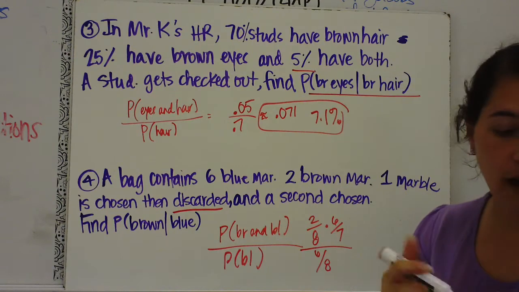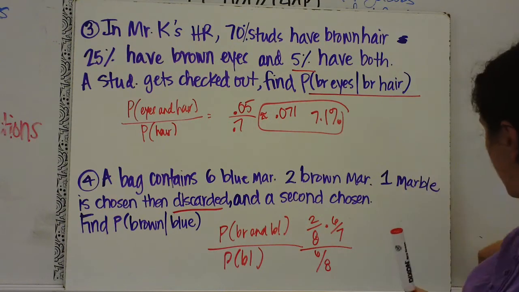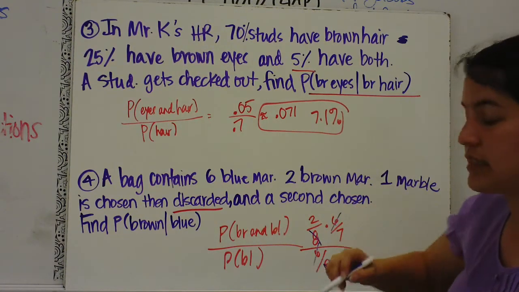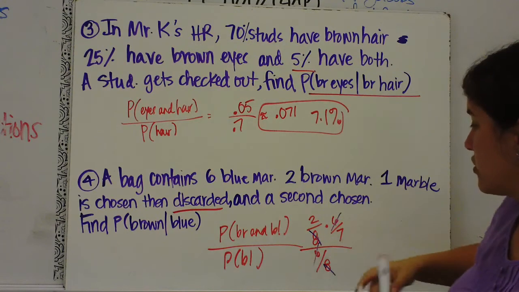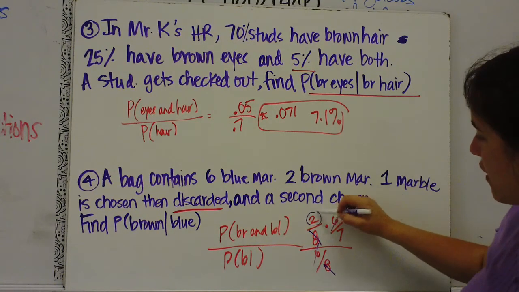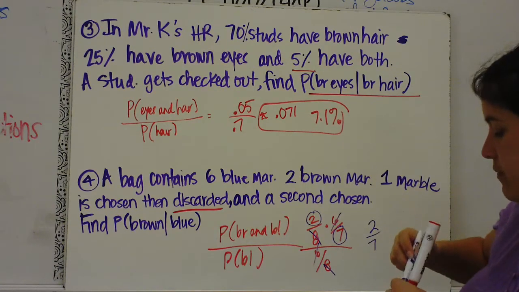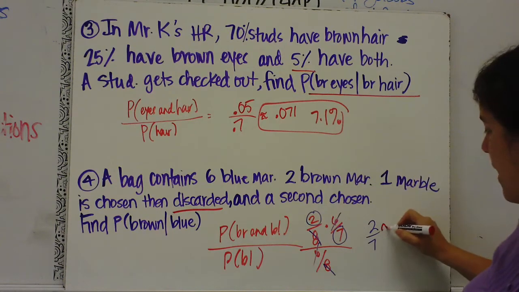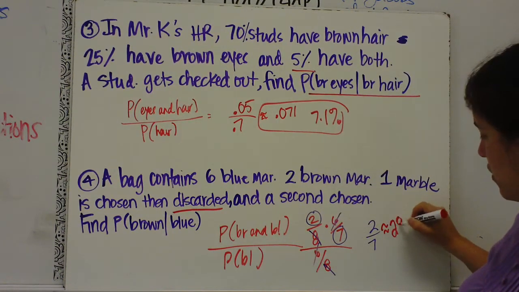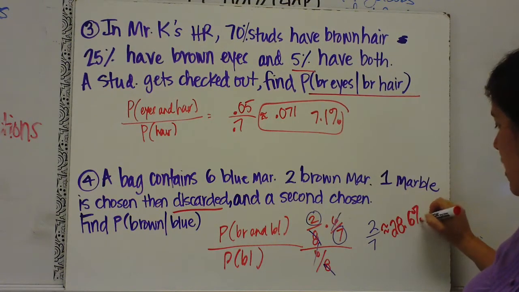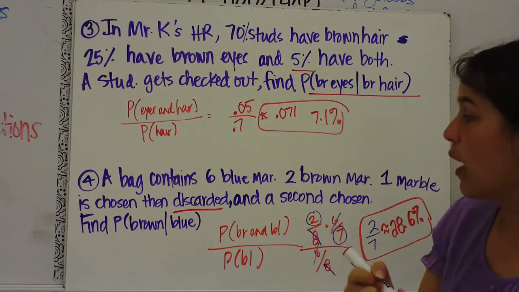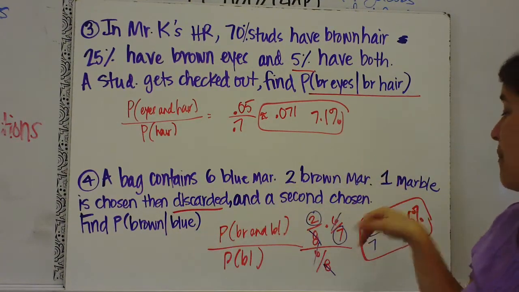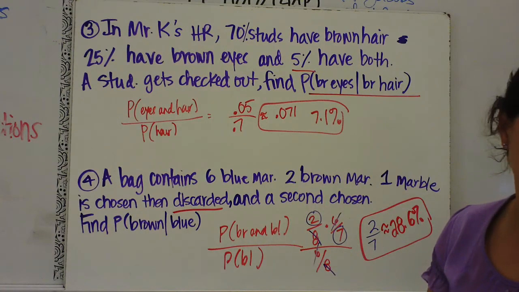Now again, you can type all of this into your calculator, but you maybe can see that we can do some canceling. We have 8s and we have 6s. So if you see that we can do some canceling in the numerator and the denominator, then we're left with 2 over 7. And if you want to write that as a percent, then that would be about 28.6%. So the probability of choosing a brown, given that you've already chosen a blue, is about 28.6%.